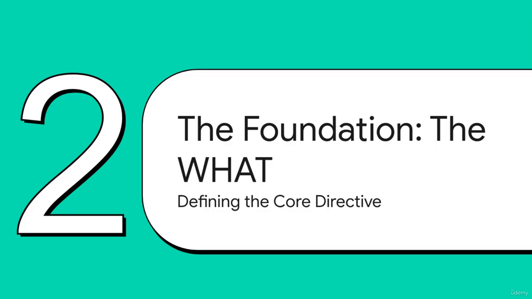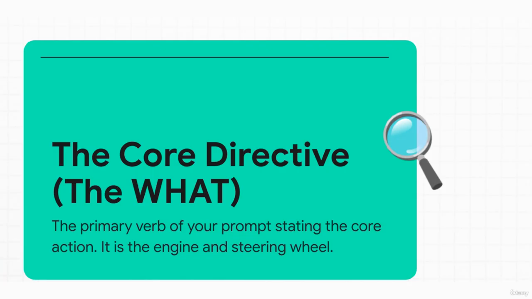Every great architectural plan has a central purpose, right? Something that defines the entire structure. Well, in prompt engineering, we call this the core directive, or simply the what. This is the non-negotiable foundation of your entire instruction. So the what is your core directive. And put simply, it's the main verb of your prompt. It's the action word that kicks the whole thing off.